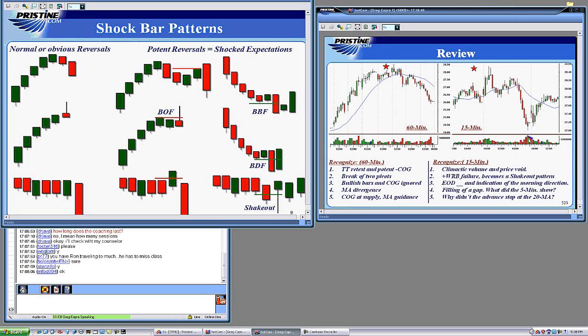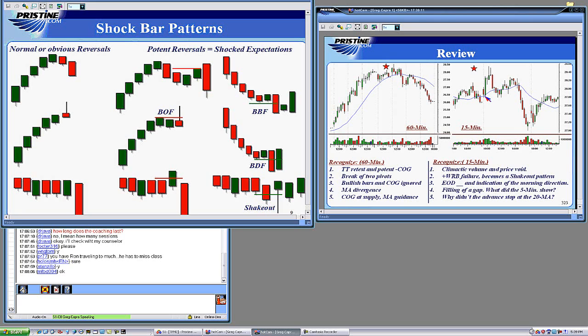Sharp move down creates a price void. Right. Get climactic volume at the low. And we looked at lots of wide range bars. And so here was a wide range bar starting a move higher. And it came out of a consolidation. So we interpret that as igniting a move to the upside.